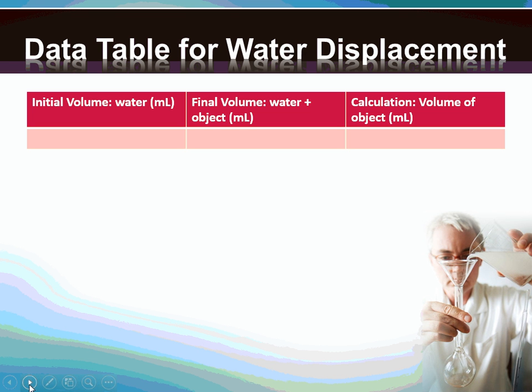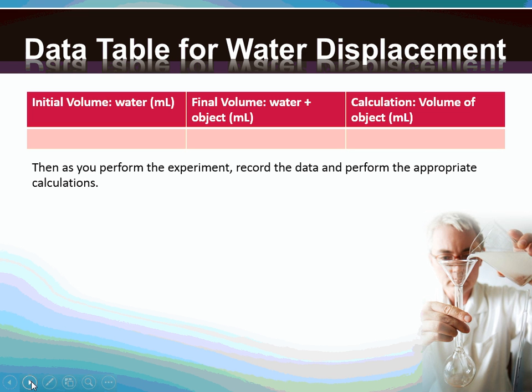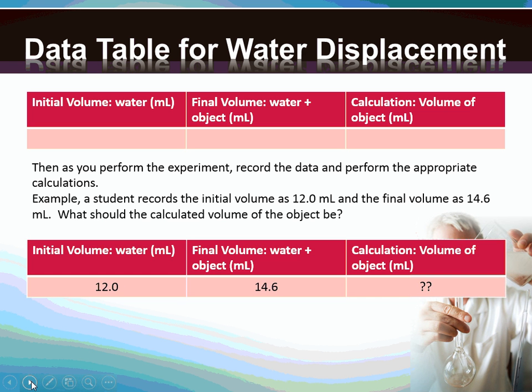Then you'll notice on the end of the column, we have a calculation. That is also a dependent variable because it is going to be calculated from another dependent variable. So the volume of the object is going into the last column, and that is also in milliliters. Then you would go through and perform the experiment, record the data in the appropriate columns, and perform any calculations. So this is what it looks like if a student were to go through here and the initial volume was 12, and then after they added the object, the volume raised to a total volume of 14.6.